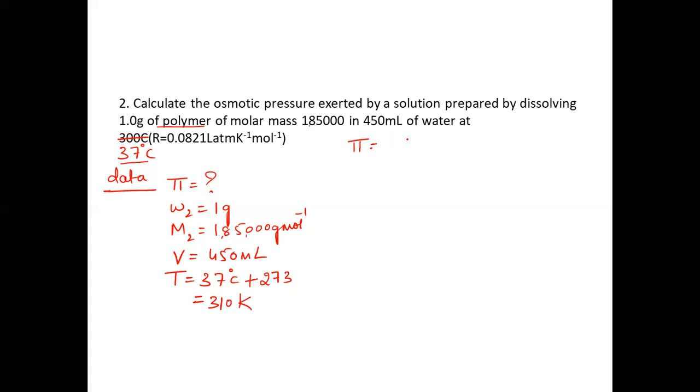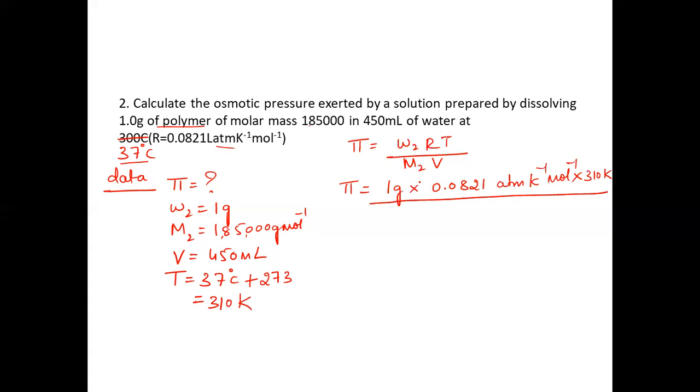Now let us write the formula. Pi is equal to W2 into RT divided by M2 into V. So pi has to be calculated. No need to interchange the values here, so just keep it as it is. W2 is 1 gram. R value is given in the bracket, 0.0821 atmosphere per Kelvin per mole. See, the R value is a bit different from the previous one. It depends on the units of pressure you take. Previously it was bar and here it is atmosphere. And temperature is 310 Kelvin.